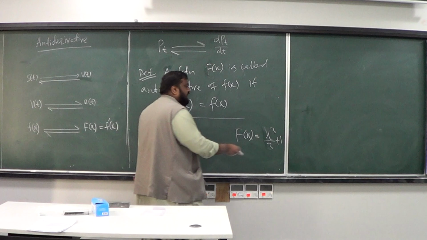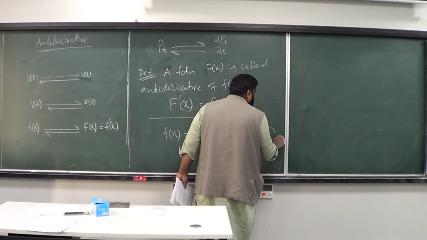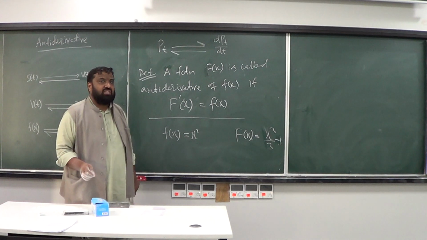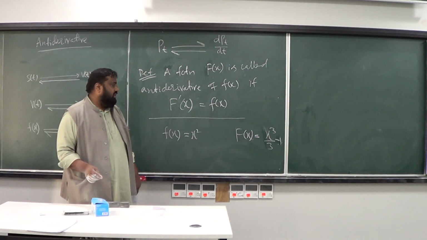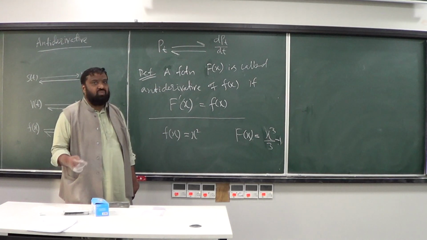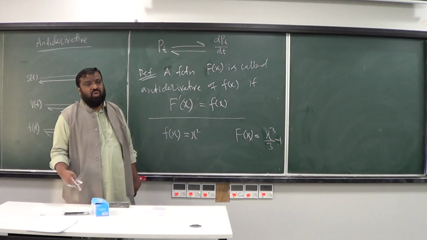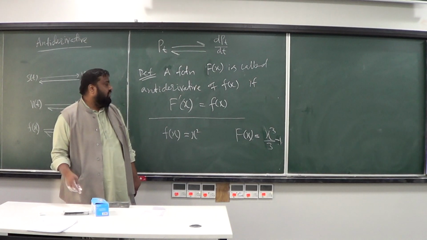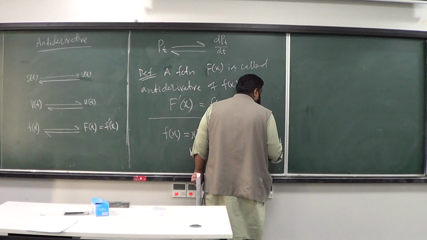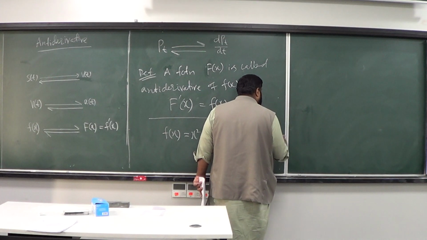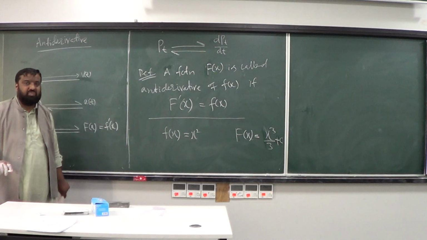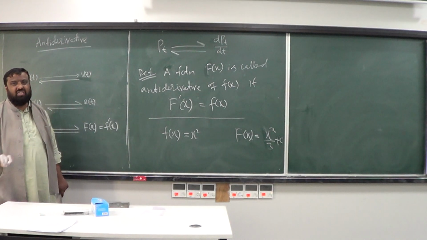How about if I write x cubed upon 3 minus 1, and I compute the derivative of capital F of x? So you're going to get what? Again, x squared. So x cubed upon 3 minus 1 is also an antiderivative of x squared. How about if I say x cubed upon 3 plus a constant, where the constant is some constant c?